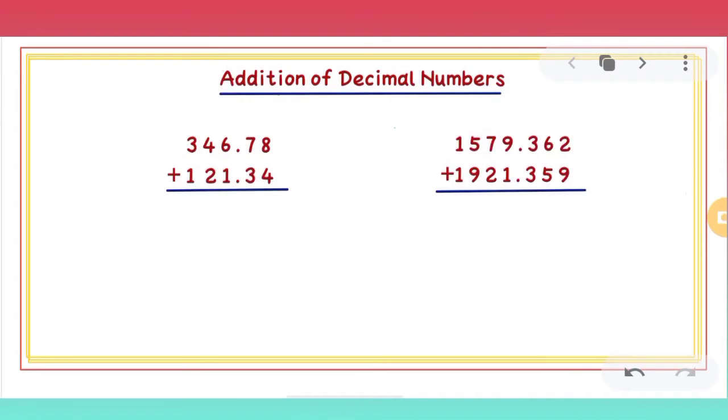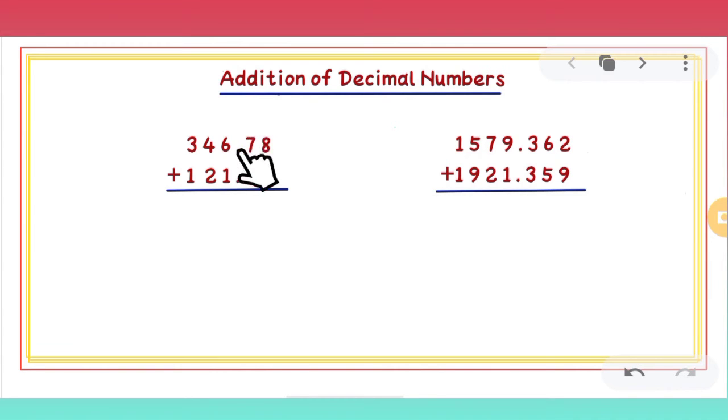Now let's learn how to add decimal numbers. Addition of decimal numbers is no different. It is the same as normal addition. We simply have to add, and if the number is greater than 9, we have to take the carry to the next number. So let's see.